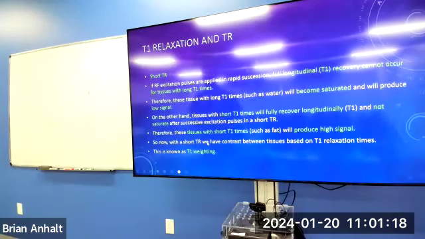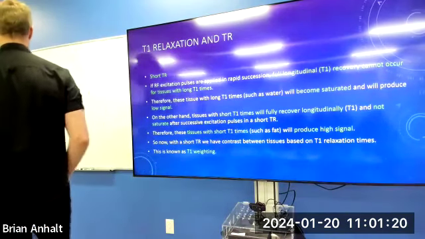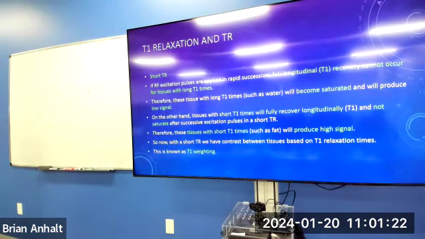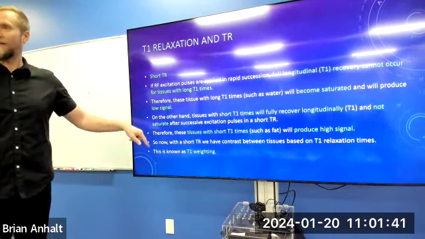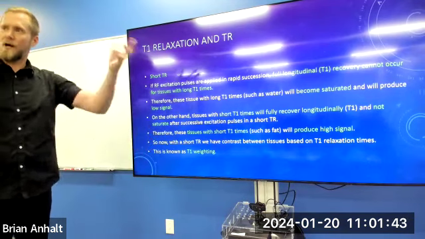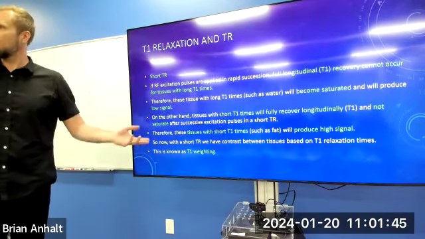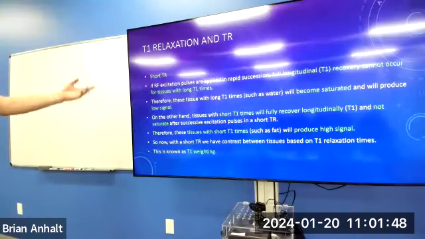Talk about T1 relaxation and TR. When we're talking about this, you have to have in your minds that TR is a time. We're literally talking about a time. Like, I'm gonna wait how long between excitation pulses. I can determine that. We can have short TRs or we can have long TRs. We'll talk about what a long TR means and what a short TR means.